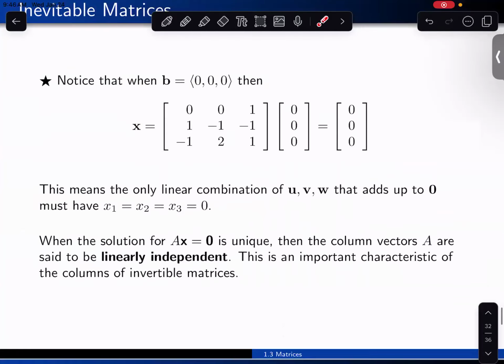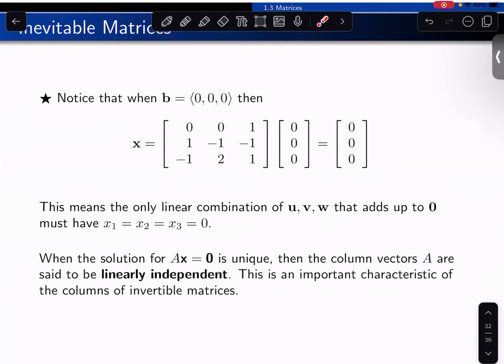Okay, and let's see, I maybe need to speed up a little bit. So an important notion or definition that's going to come up a lot in this class, and again, we'll talk about it more later on, is this notion of linear independence and linear dependence. And so what it means for a matrix to be linearly independent is if you consider the equation Ax equals 0, the column vectors of A are said to be linearly independent if this solution is going to be unique.